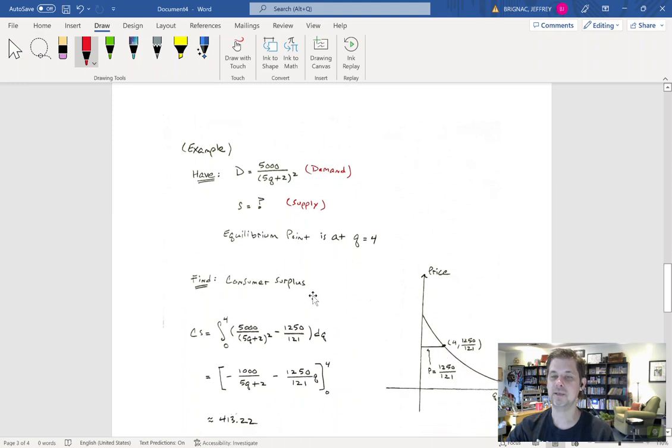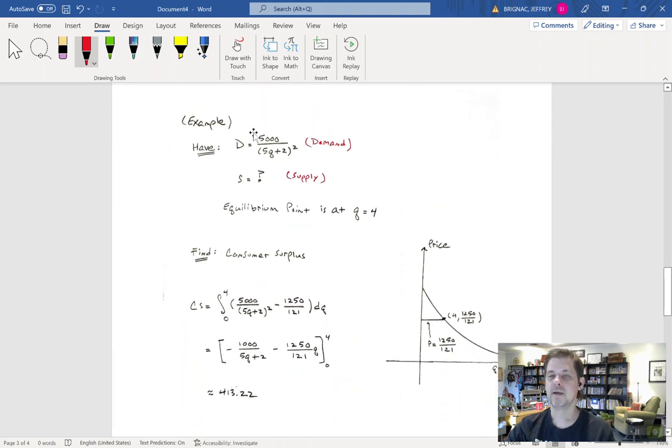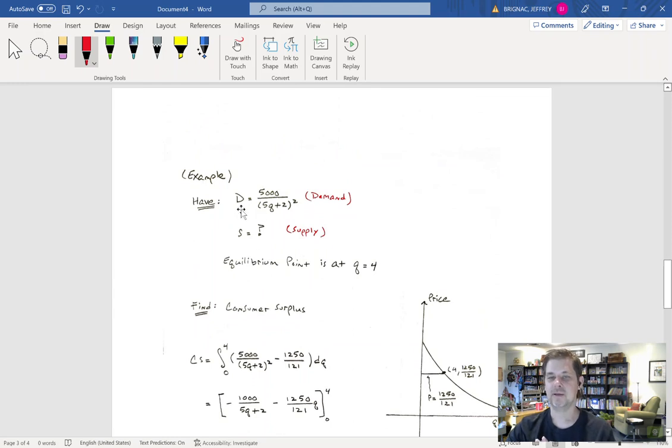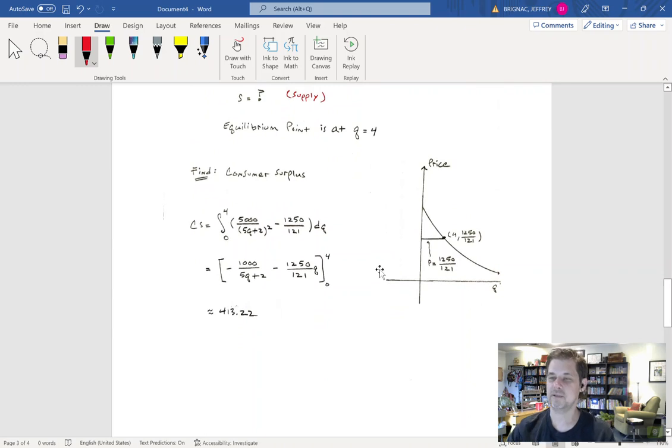Let's take this one here, where the information is not given in quite as straightforward a way. We have this more complicated demand curve. It says D equals 5,000 over (5q plus 2) all squared. That's demand. And let's say that the supply curve is not given. Here I'm listing my givens, but I want to note that we don't have a supply curve. But it's also given that the equilibrium point is at q being 4. So I'd imagine, right here, this is demand.